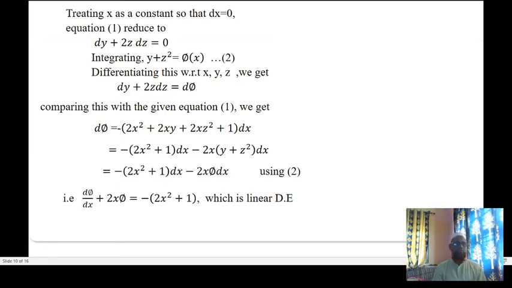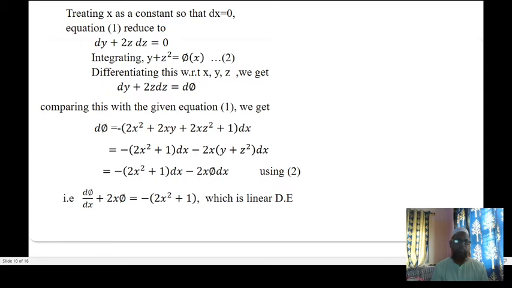minus d phi plus dy plus 2z dz equal to 0. So comparing with d phi equal to minus of 2x square plus 2xy plus 2xz square plus 1 into dx, taking the first and last term, minus of 2x square plus 1 dx, and the second and third term with 2x common. If minus 2x is common, y plus z square dx is remaining. So minus 2x square plus 1 dx minus, using equation 2, y plus z square is phi, so 2x phi dx.